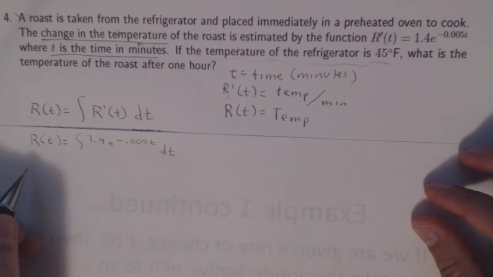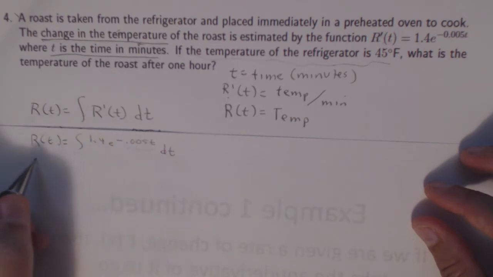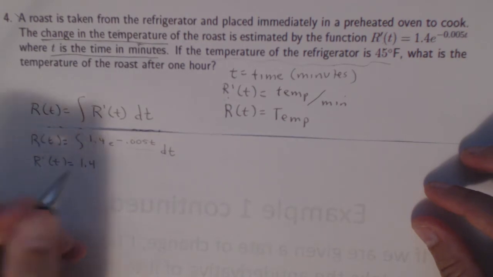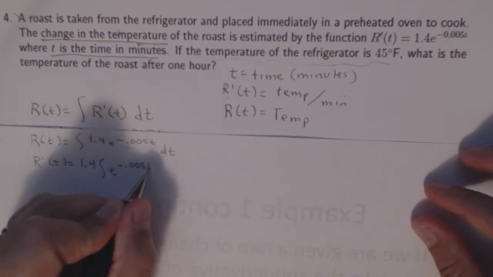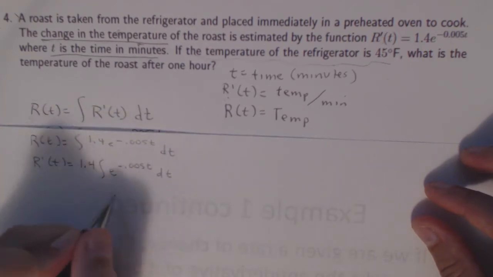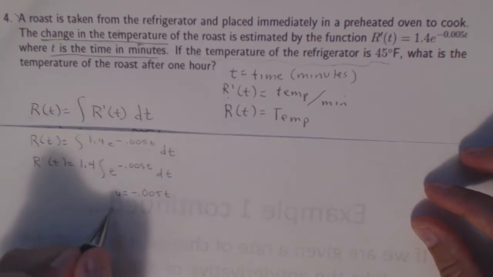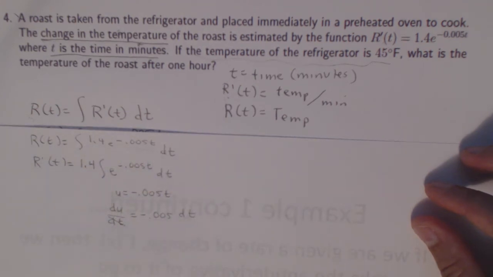So if I want to take this antiderivative, I have to use u substitution because there is a power other than just x there. So to do that, first of all, I'm going to pull the constant out. So we have 1.4 times the integral of e to the negative 0.005 t dt. We're going to let u equal negative 0.005 t. We're going to take the derivative of u with respect to t. That gives us negative 0.005. And if I multiply both sides by dt, I get negative 0.005 dt.